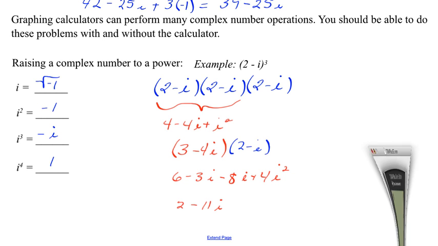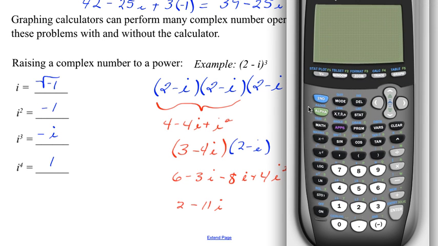I also wanted to show this to you on the calculator so that you know how to do this. Down here, this is the second function of your decimal point. So if we just took our original equation, take a parenthesis and go 2 minus, and then we're going to go second period to get that i in there, and a parenthesis, and then raise that to the third power and hit enter. That gives us our solution right away on the calculator. So we get 2 minus 11i. So it's a good way to check your work.